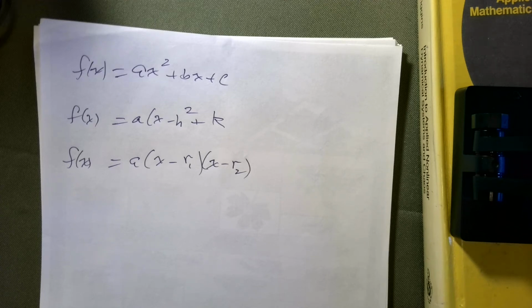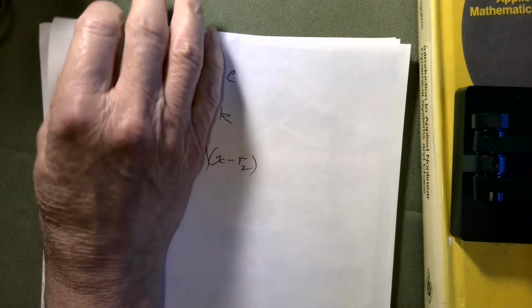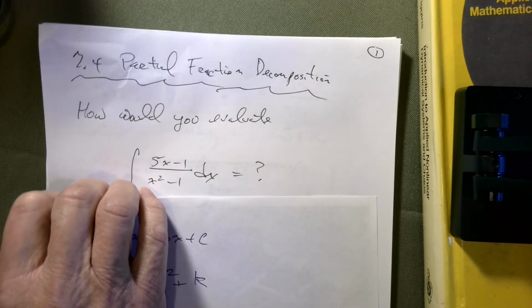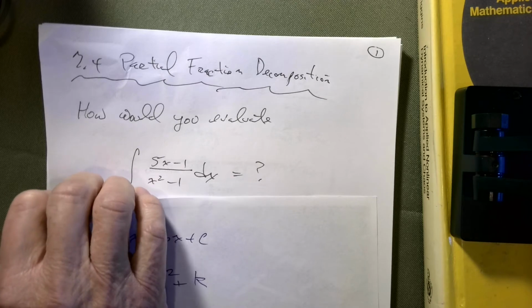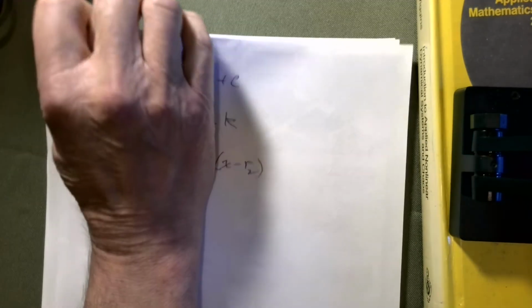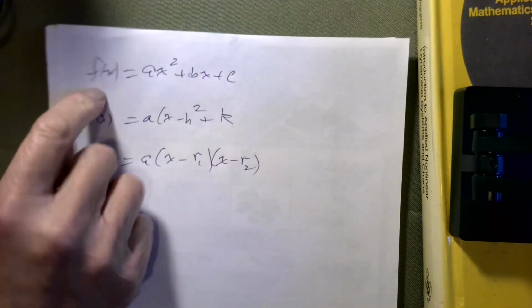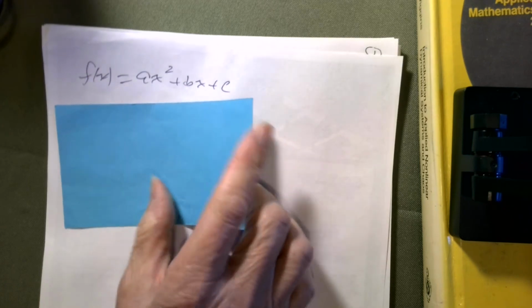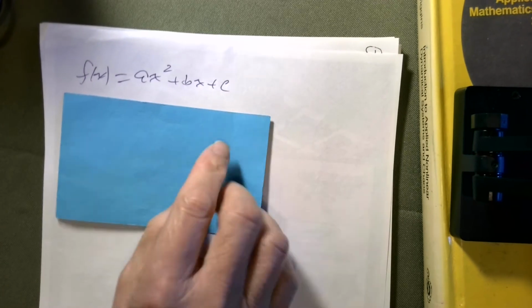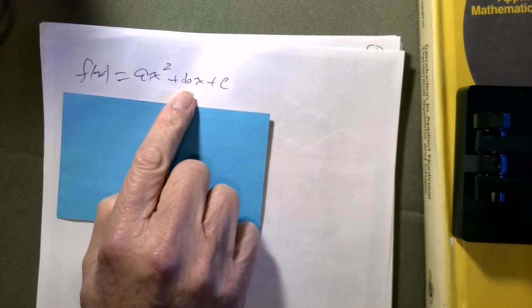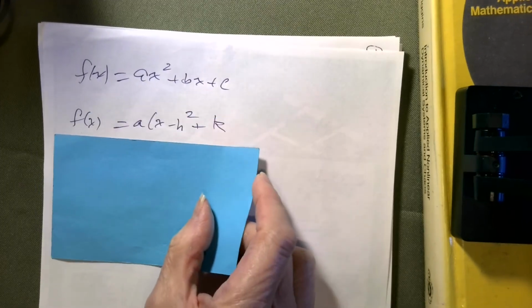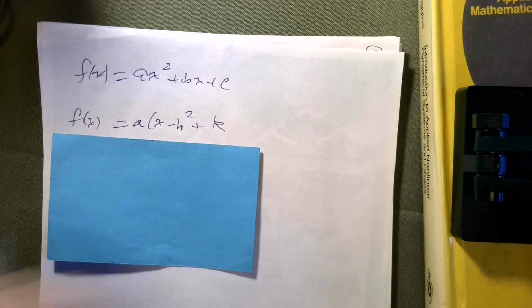Okay, hello everybody. Before we get into section 7.4, something called partial fraction decomposition, I want to remind you that suppose I give you a quadratic in the general form. Now you'll remember from algebra you could take these two guys, put them together, factor out, and then do the difference of two perfect squares.